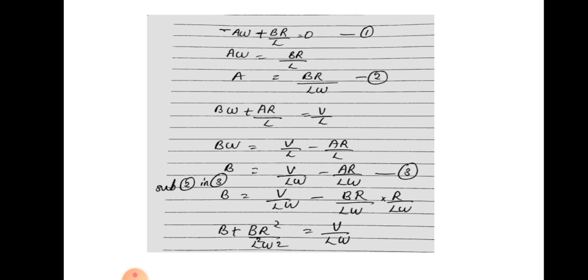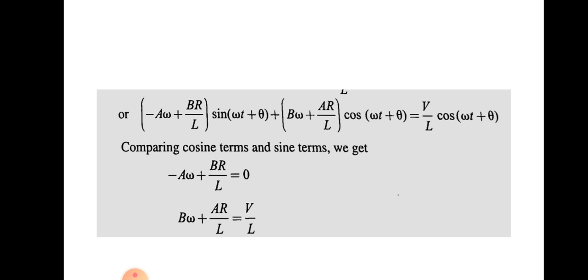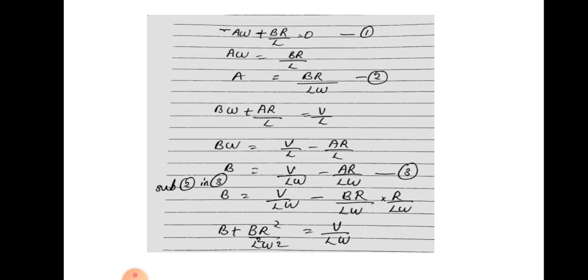Minus a omega plus b R by L equal to 0, we can rearrange as a omega equal to b R by L. In this case, a can be written as b R divided by L omega. So once we get the b value, we can simply find a. Similarly, we have another equation, b omega plus a R by L equal to V by L. Rearranging, b omega equals V by L minus a R by L. Here b omega goes to the denominator side, so b equals V by L omega minus a R by L omega.